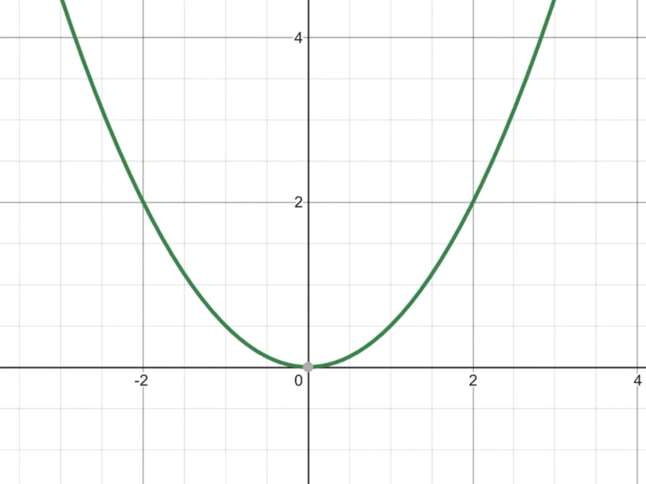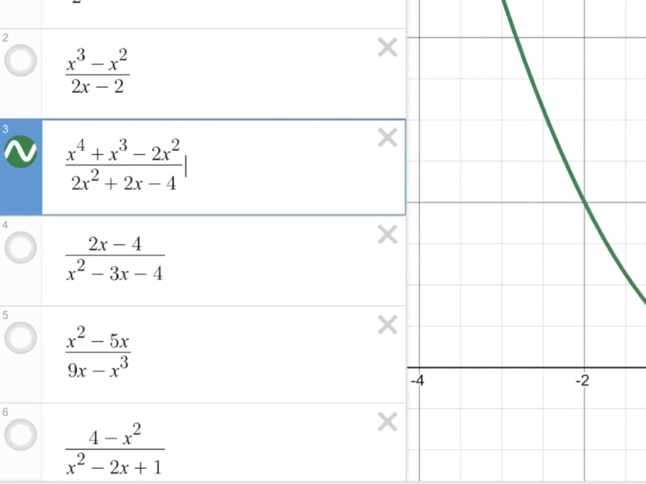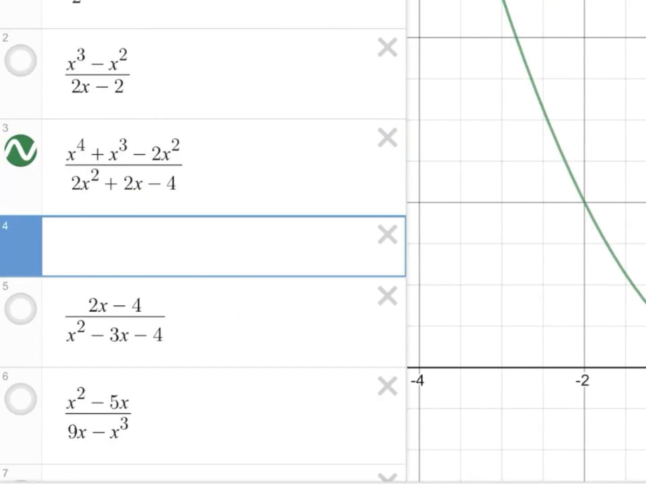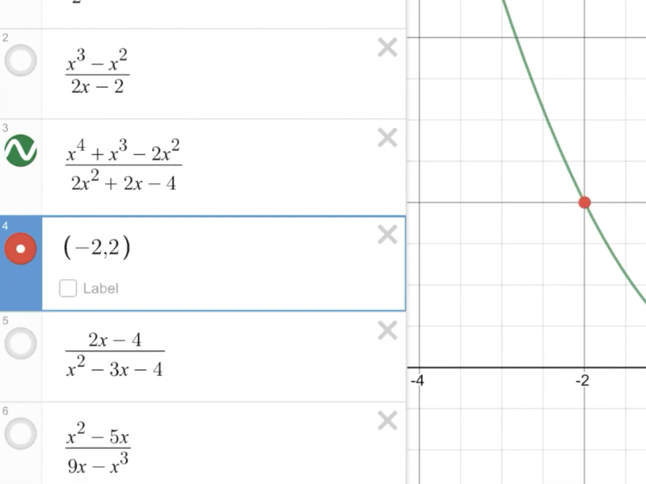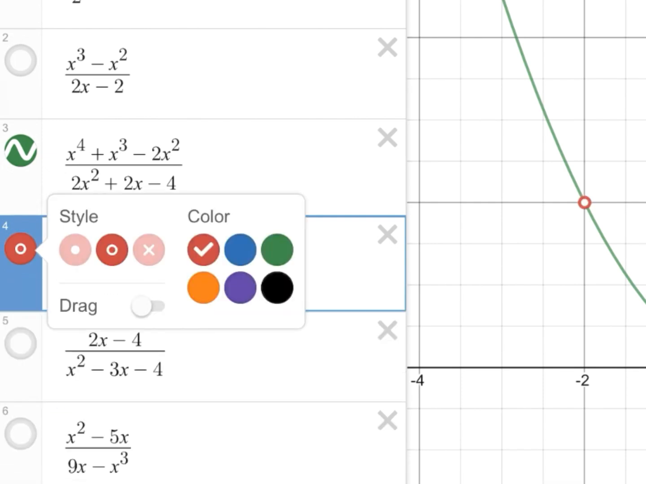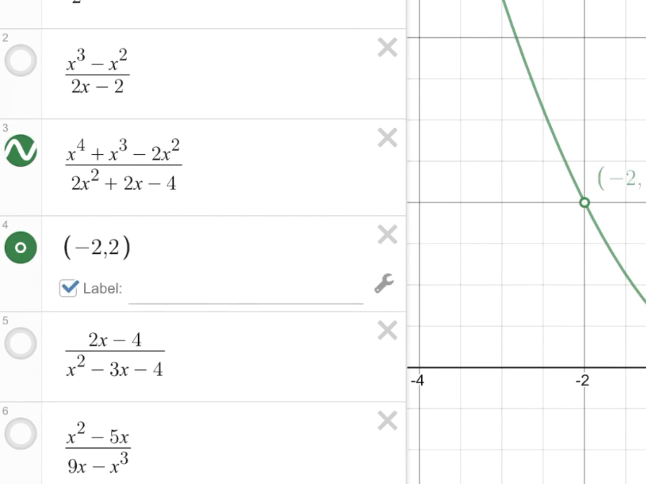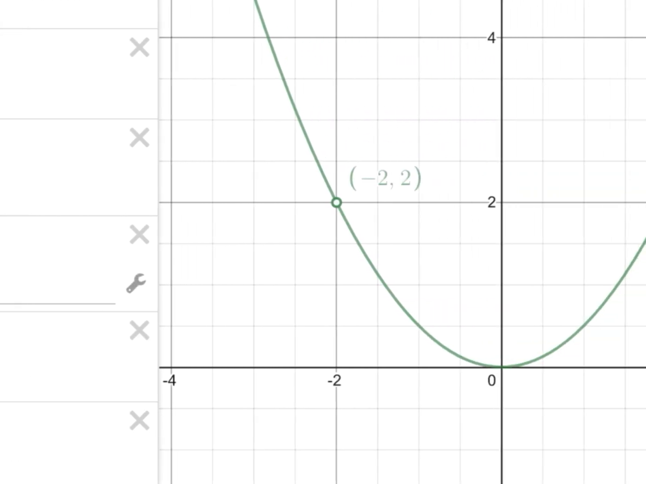By the way, if you want to force your graph to show the missing point permanently, then go ahead and insert a line and put that point in there. For example, put in -2, 2. And then go to the settings and just make it a hollow point instead, make it green, check the label box, and you can force the presence of the hollow point in your image using the technology. Desmos doesn't automatically put in those missing points for you to see. You have to hunt for them.